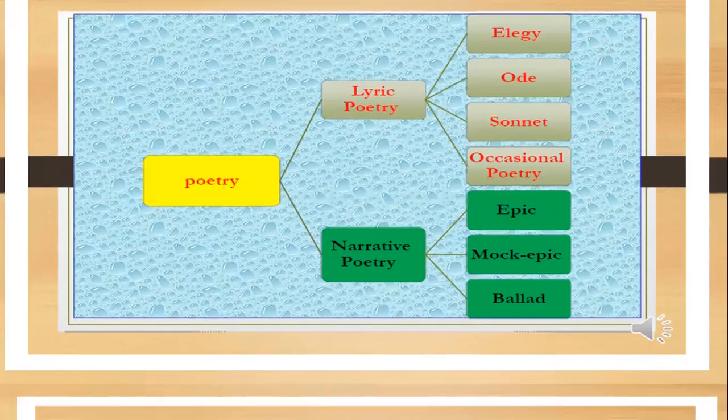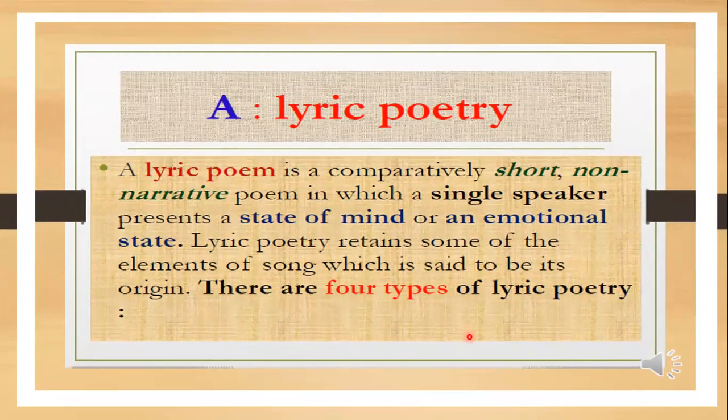So let us see the lyric poetry. A lyric poem is comparatively short. Here we have the characteristics of the lyric poem. These features of lyric poem are different from the features of narrative poem. So lyric poem is comparatively what? Short. And this is one. And non-narrative is two, a poem in which we have a single speaker, this is three, presenting a state of mind or an emotional state. Lyric poetry retains some of the elements of the song, which is said to be its origin.